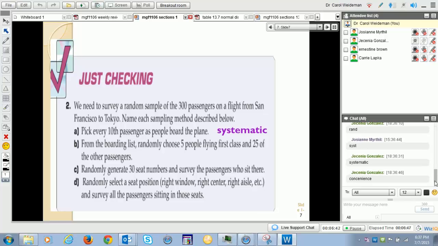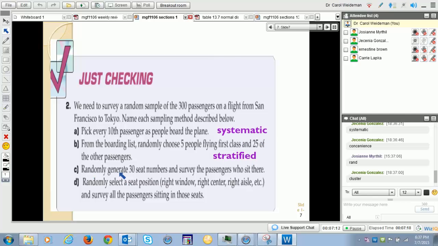Now, it's not convenience. They divided the passengers into 2 groups, first class and everybody else. And then they took a random sample from each of those groups. What kind of sampling is that? Not cluster. This is stratified, because we divided the population into 2 groups. Each group has similar characteristics, so all the first class people in one group and then all the other passengers in the other group. Stratified sampling.